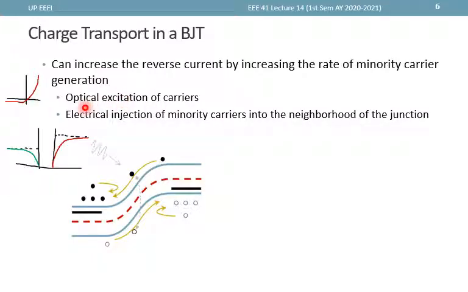Now, to increase this reverse current, first we can apply light to excite carriers at the junction, and when the carriers are generated at the junction itself, there would be more additional reverse current flowing in our PN junction. And this technique is actually used in photodiodes to detect light. Meaning the stronger the light you have, the more current you get.